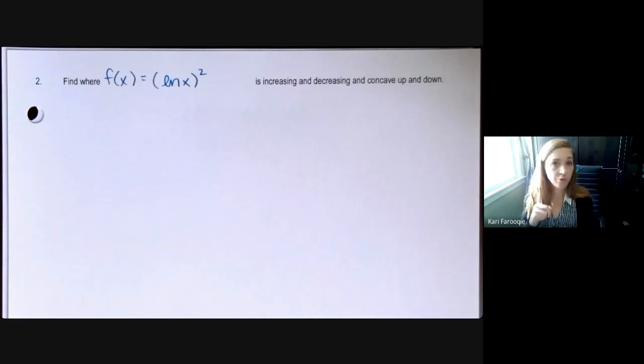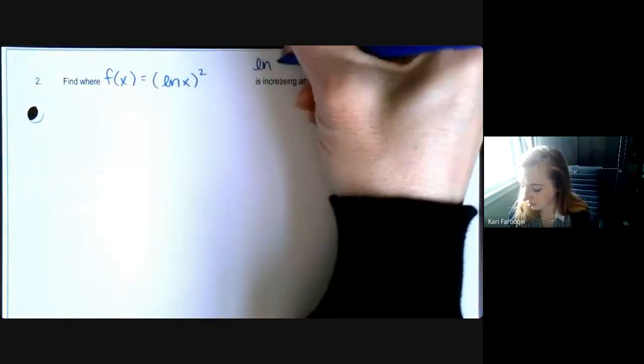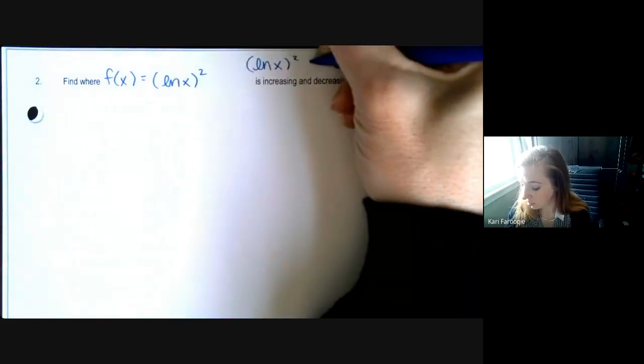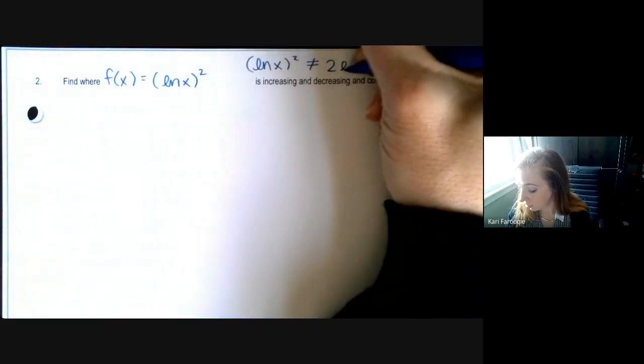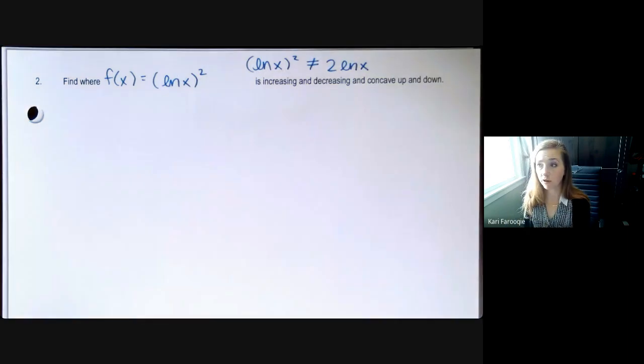Now, you know that I'm going to make this note right now. The natural log of x, quantity squared, does not equal twice the natural log of x. The power rule does not work here because the entire log is being taken to the power. If it was just x being taken to the power, that would be okay, but it's not. So you cannot rewrite it.